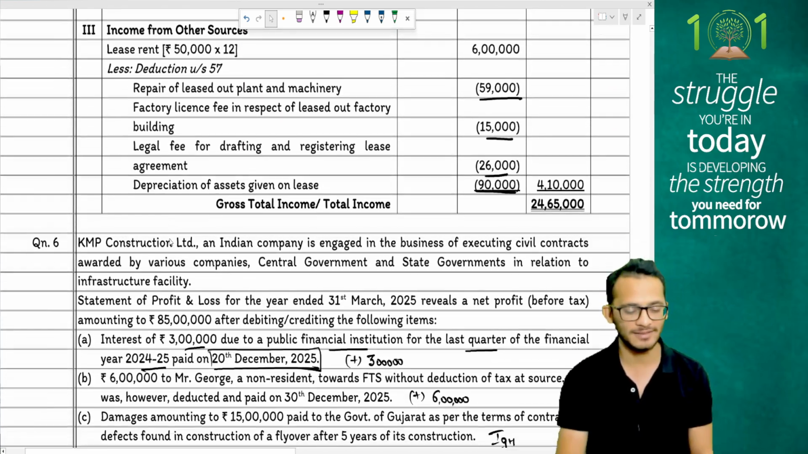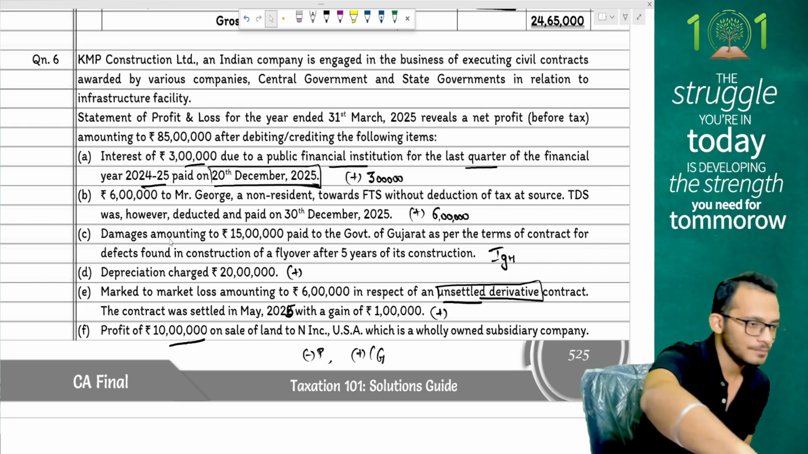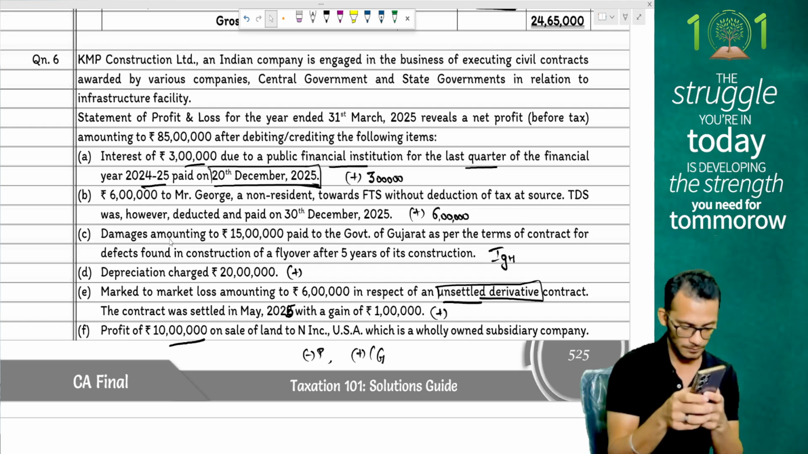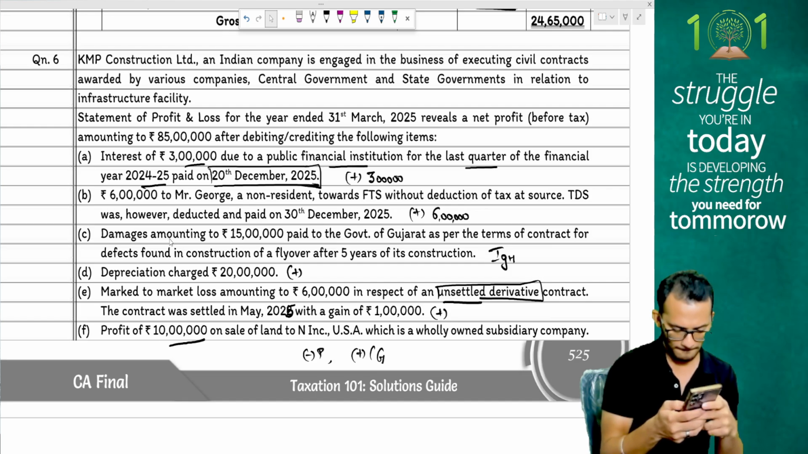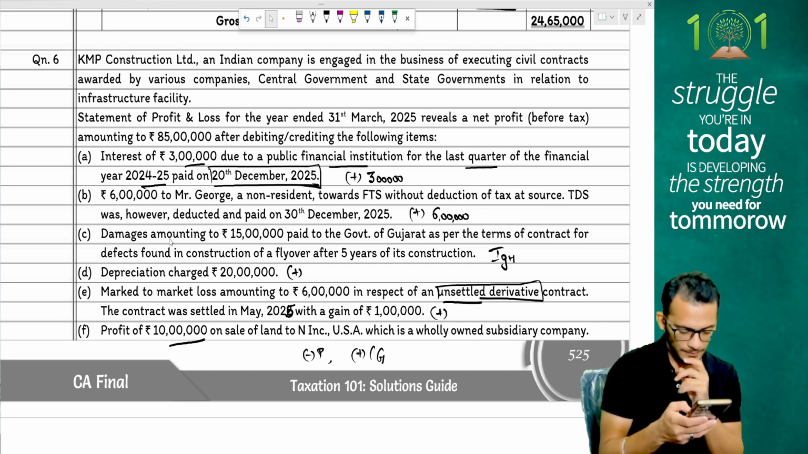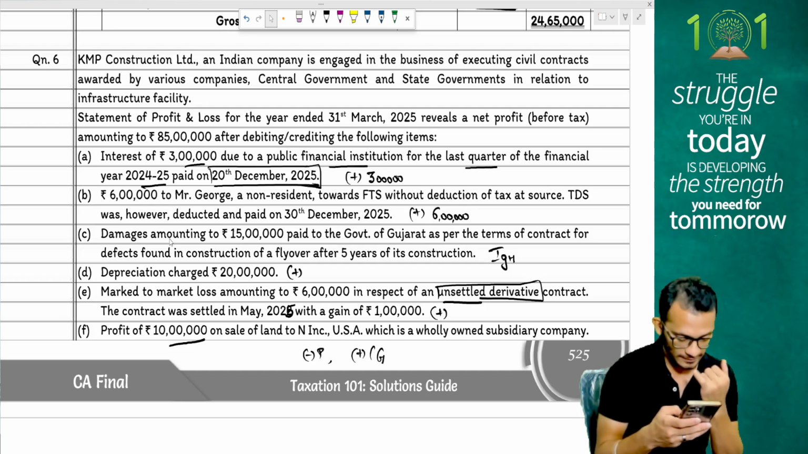Yes, let's try this out, people. We are doing computation of total income of KMP Construction Limited for the assessment year 25-26.